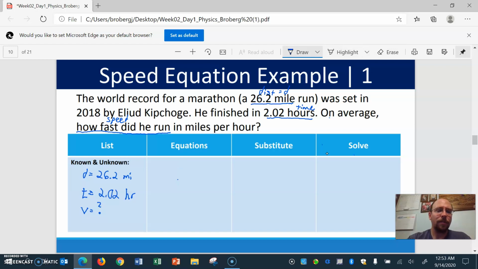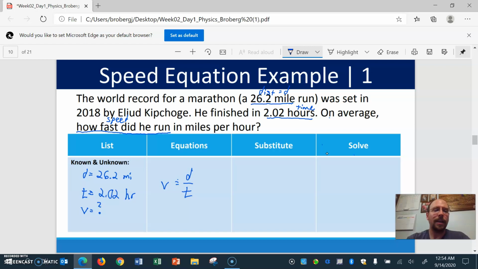But now that I wrote out what I know and what I don't know, I'm going to go back and use a relationship that will help me figure out what I don't know. Here it's pretty obvious because we're dealing with speed, distance, time. There's an equation that goes along with that. It's this thing. Speed is equal to distance over time. So I put that in, and now that I have the equation, I can substitute what I know and don't know back into here.